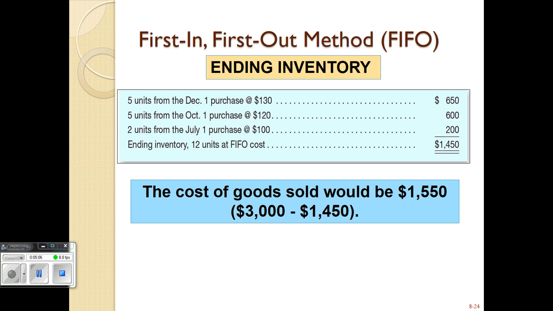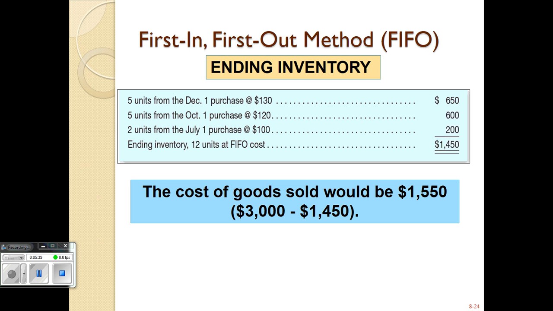They go to the next purchase, which was on October 1st, and those 5 units that we purchased for 120 are still left. Now we've accounted for 10 units. We need to account for 12, so they account for the 2 additional units that were purchased on July 1st, each purchased at $100 for a total of 200. So their ending inventory, the 12 units that are left, are the most recent ones that were purchased, for $1,450.